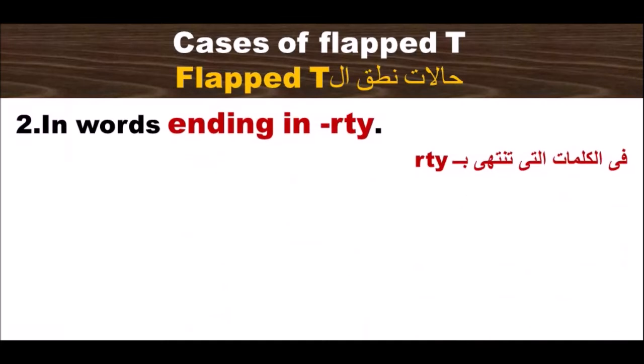Very good. Now I will continue the second case of the flapped T. So number one, when it comes between two vowels in one word or between two separate words, and in the second case, in words ending in RTY. Like what? Let's take some examples. The first one, thirty.